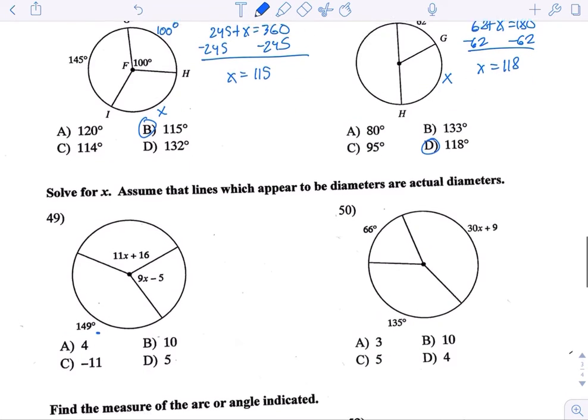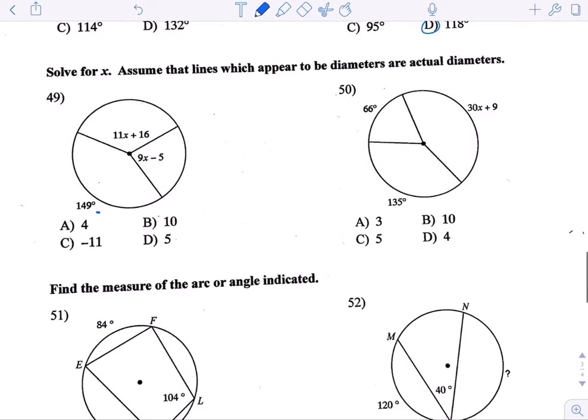Now we're going to get into more interesting stuff. So we gotta solve for x. Both of these are central angles, so that means they're equal to the measure of the arc. And then remember, a whole entire circle is equal to 360. So 149 plus 9x minus 5 plus 11x plus 16 is all equal to 360 degrees.